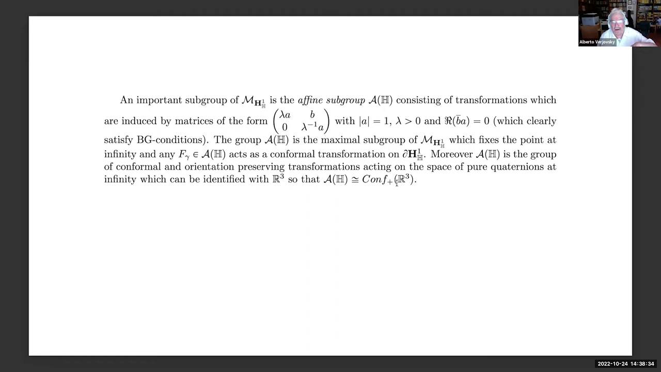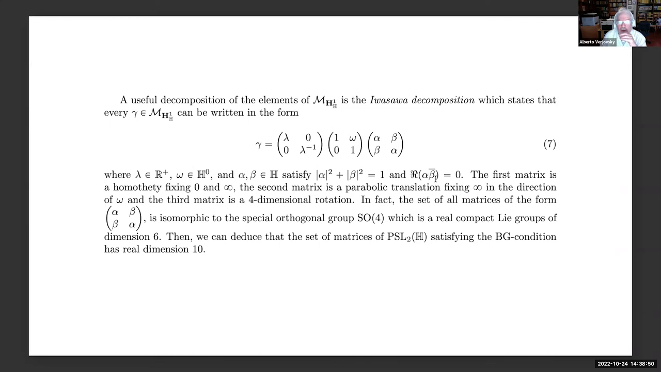If we then identify the imaginary quaternions with R3 using the coordinates of i, j, and k, this is the group of conformal transformations of Euclidean space R3. And we have an Iwasawa decomposition. So any matrix which preserves the half space, the four-dimensional half space, can be written uniquely in this form: a homothetic transformation, a translation by a pure imaginary. And this is very, very beautiful because then you can also see the geometry of that.